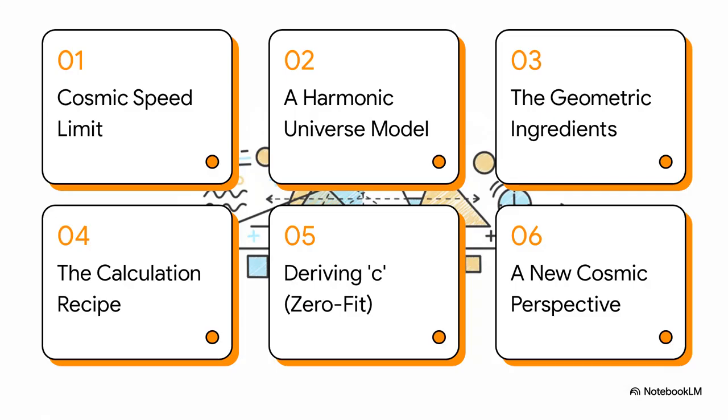So that's exactly what we're going to explore today. We'll start with this cosmic speed limit, and then we're going to dive into a new model called a harmonic universe. After that, we'll gather our geometric ingredients, follow the calculation recipe, and see how c can be derived with what's called zero fit, and that's a big deal. It means no tweaking to get the right answer. And finally, we'll step back and think about what this all means for our cosmic perspective.